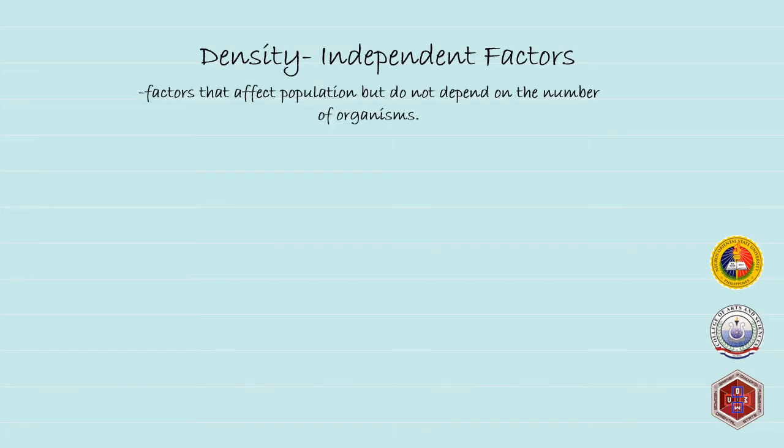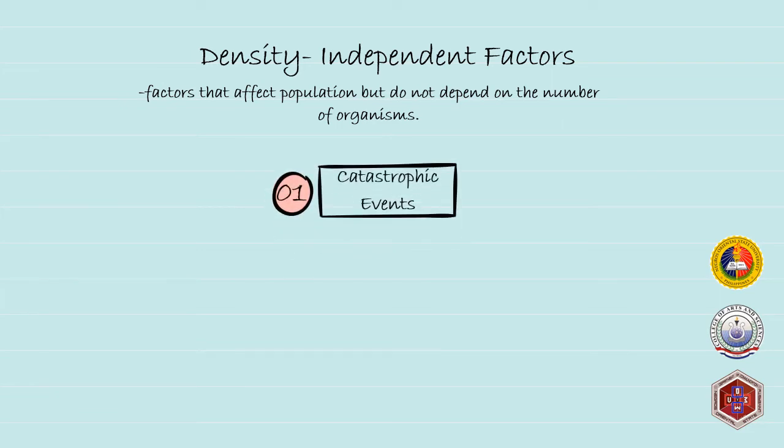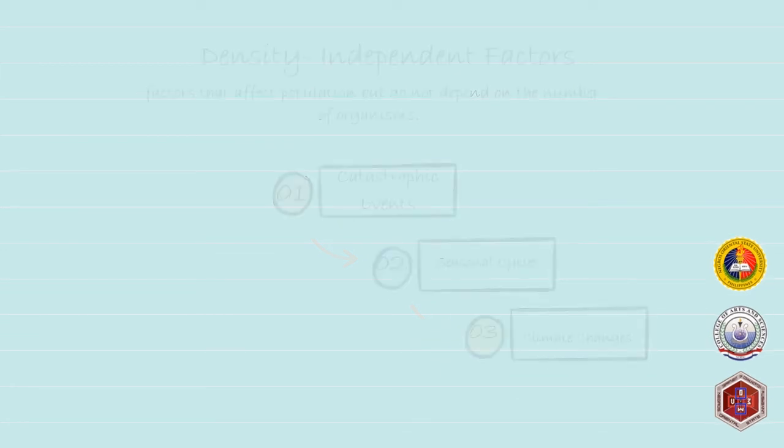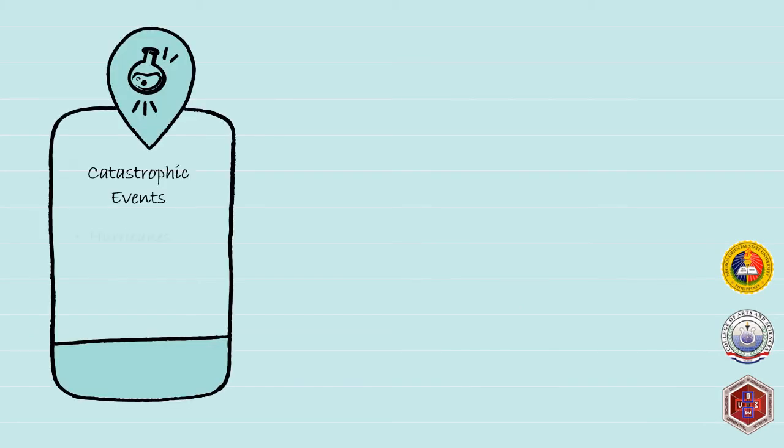Let us move on to the next limiting factor, which is the density-independent factor. These factors affect a population but do not depend on the number of organisms. The density-independent factors include catastrophic events, seasonal cycles, and climate changes. Catastrophic events include hurricanes, tornadoes, and earthquakes.